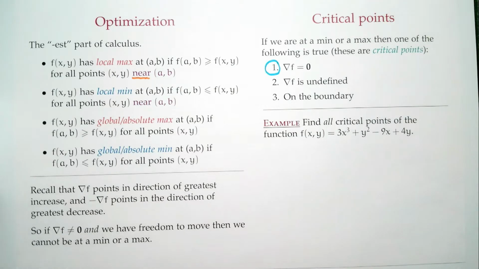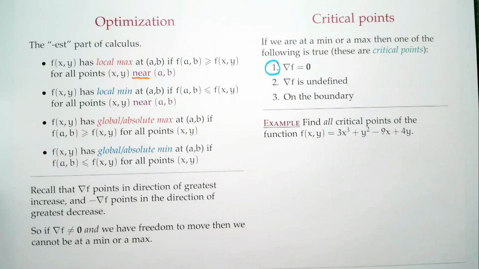So let's do an example. Find all the critical points of the following function: 3x cubed plus y squared minus 9x plus 4y. So one thing we can see is that this has nice derivatives. Of course, it's multivariable, because it's a polynomial. All polynomials have nice derivatives. They're very nice functions to work with.